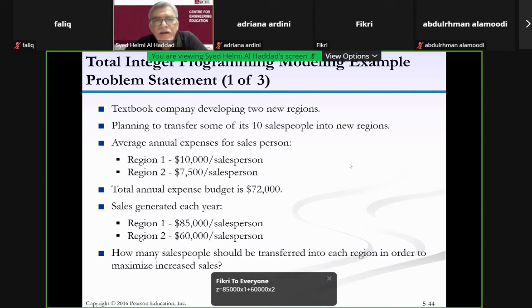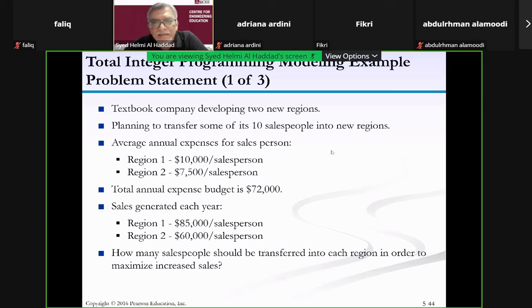Okay, we have it here. X1 and X2. Now you are saying that what is X1 and what is X2? Is the number of person, right? Number of person is the variables, okay, not the person itself. Okay, if you are saying that X1, X2, meaning you are saying that how many numbers of person should be assigned in area 1 and how many numbers of person should be assigned in area 2. Okay, so X1 is the number of person instead of the person itself. So we have 85,000 X1 for region 1 to be transferred. X1 is the number of person to be transferred in region 1, and 60,000 X2, right? Number of person should be transferred to region 2.